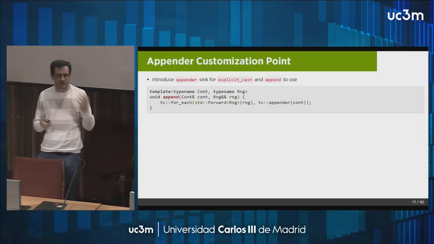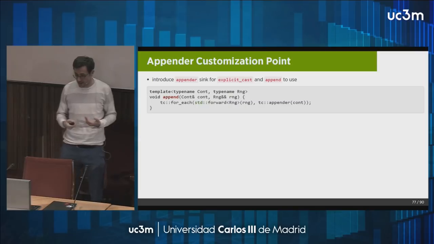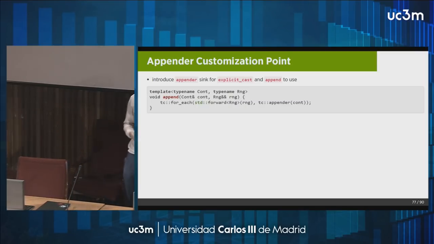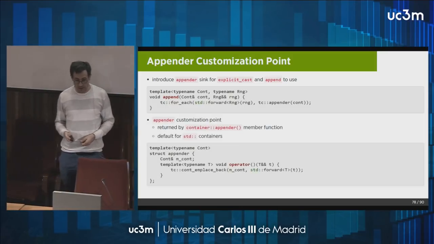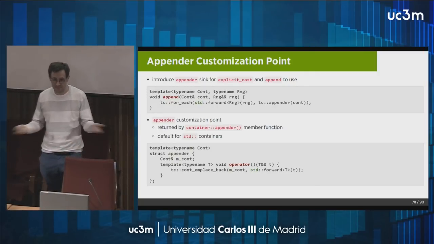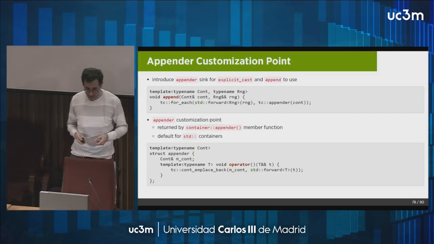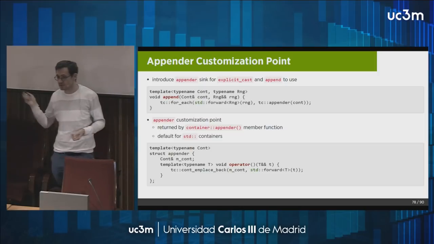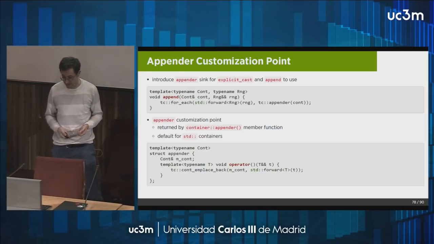So how do we use that for text formatting? In order to put things into a container, we have a customization point, which is called an appender, which is a sink that appends stuff to the container. So this customization point is found somehow. There's a default implementation, but containers are free to define their own if they want to. The standard implementation is simply an emplace_back. So whenever you call the sink with a character, it will just emplace_back to the container. Easy enough.